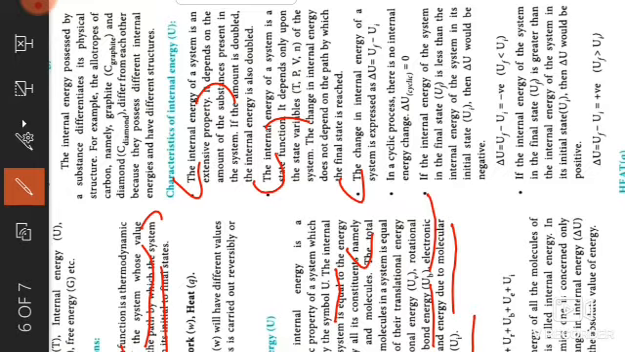So initial value அப்படினா என்ன அர்த்தம்? initial value அதிகமா இருந்துச்சு அப்படினா final value கம்மியா இருந்தது அப்படினா internal energy value என்னவா இருக்கும்?